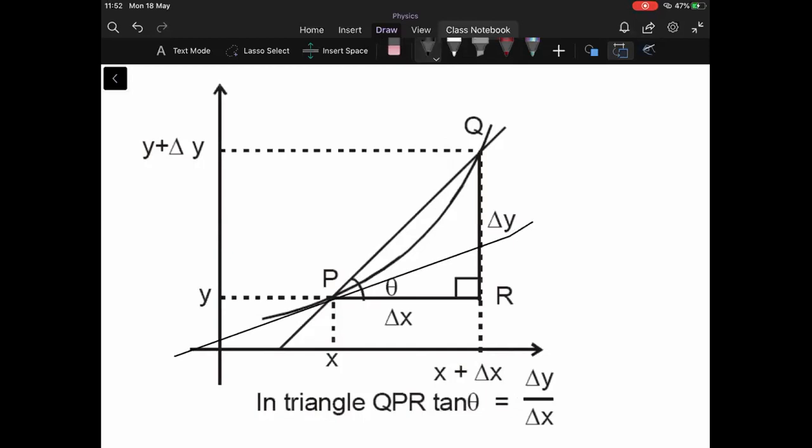So this angle that comes will be the exact slope at point P. If I draw a tangent to this at point P, this will be my slope at point P.